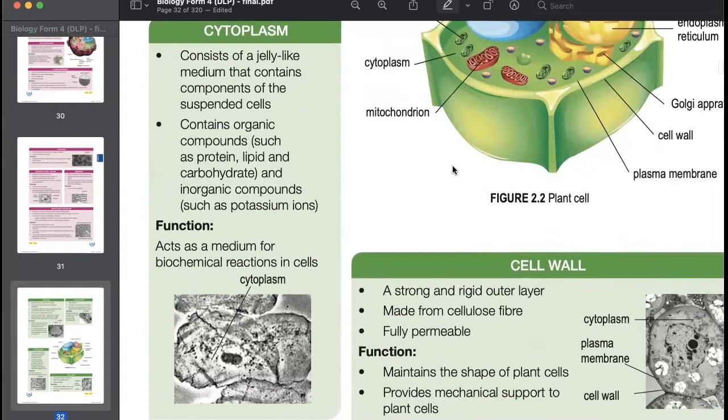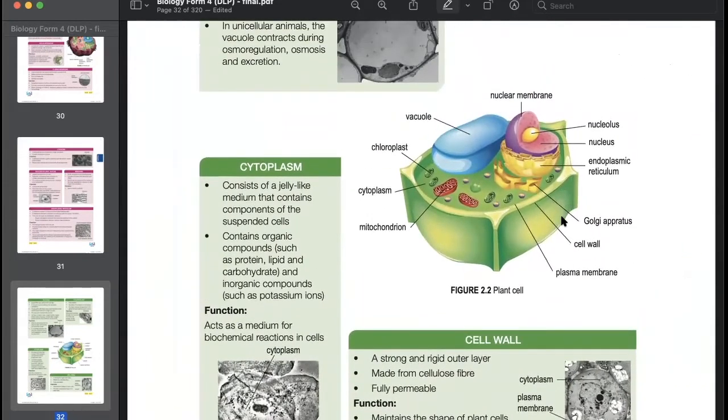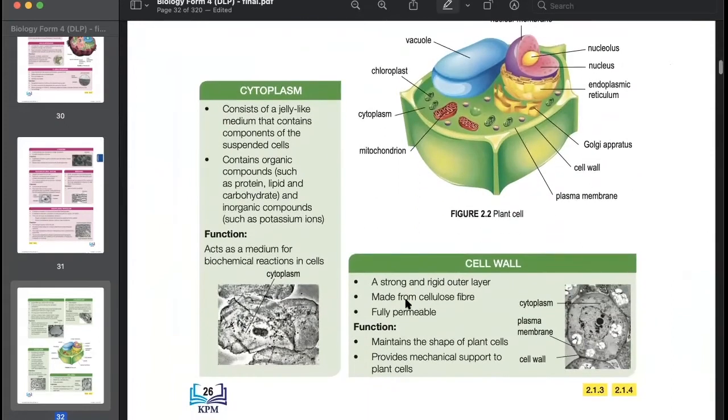Okay. And then we have cell wall. Cell wall ni yang paling kat luar. Kalau animal cell, yang paling luarnya adalah plasma membrane. Tapi kalau plant cell, paling luar nama dia adalah cell wall. So cell wall ni is made up of cellulose. Cellulose. And it is fully permeable.